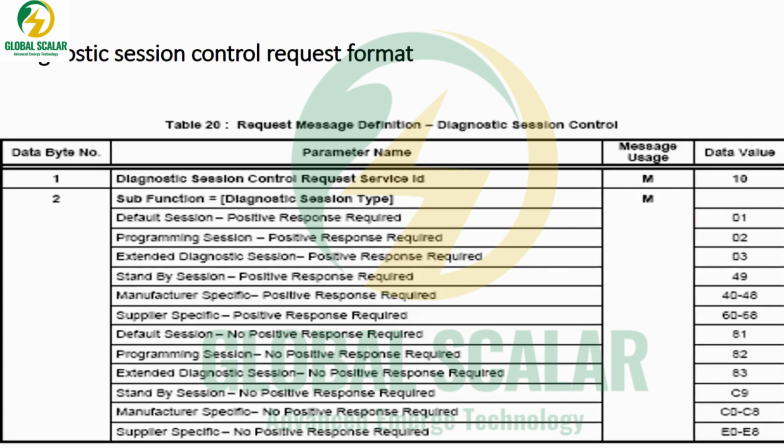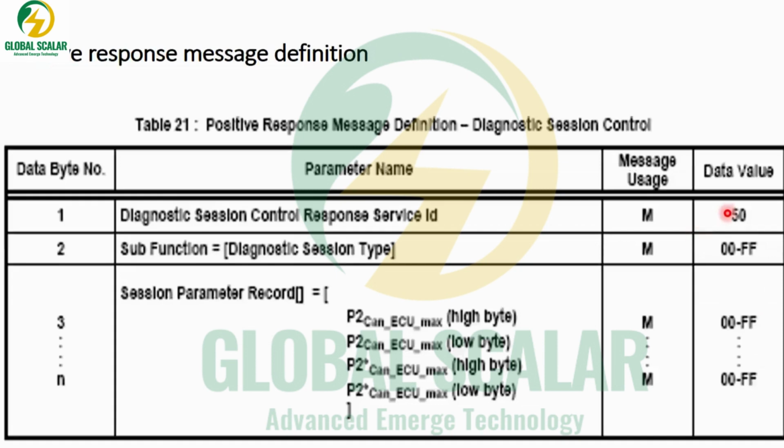As I told you, diagnostic session control is 10. So 10 is the service ID, and we have a sub function. The format will be service ID followed by sub function. Sub function 01 is the default session, programming session is 02, extended session is 03, and standby is 04, but these are not much required. Only 01, 02, 03 are required for your understanding, and those are the ones many organizations use. The response for 10 will be 50. It adds 40. How this adds 40, we'll discuss.